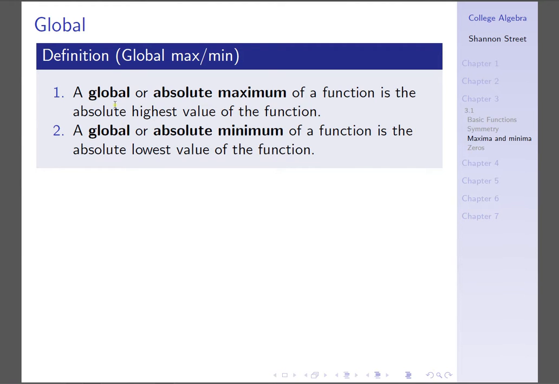Now these two words, absolute and global, are interchangeable. You want to be very comfortable with those meaning exactly the same thing. Some texts call it one thing, some texts call it another. I tend to default to the word absolute, but I do try to mention both of them whenever I think of it.